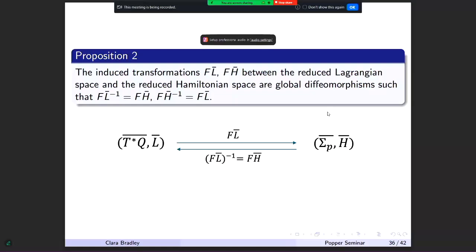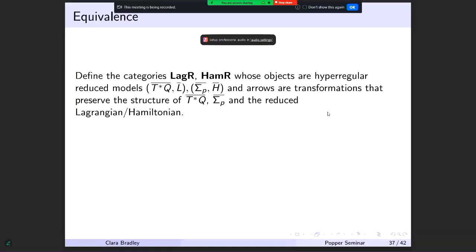And so the steps towards proving a categorical equivalence result are very natural once we're thinking about the content of these theories as given by these reduced theories. We can just define these categories to be such that the objects are now these hyperregular reduced models, and the arrows are the transformations that preserve the structure of these reduced spaces and the reduced Lagrangian and Hamiltonian.